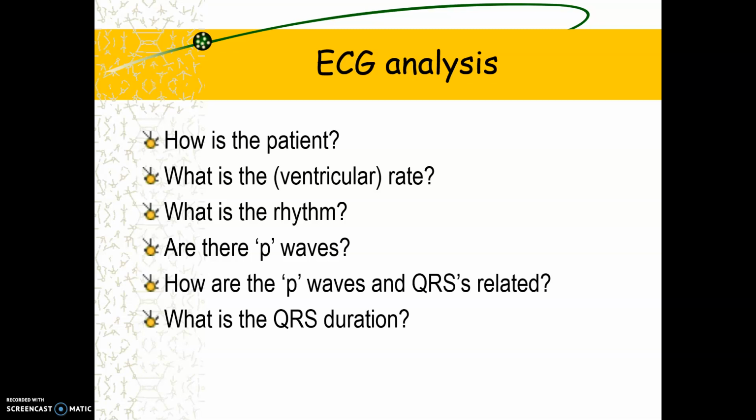6 questions. How is the patient? What is the ventricular rate? What's the rhythm? Are there P waves? How are the P waves and QRS related? And that has two parts. Is there a P before each QRS? And then what is the PR interval? And finally, what is the QRS duration? Which is to say, is this a narrow complex or a broad complex rhythm? So we'll apply this to the subsequent cases.